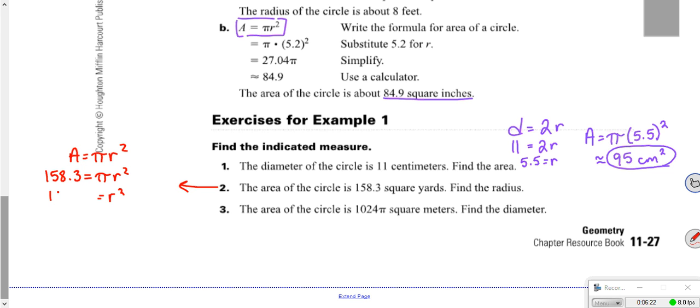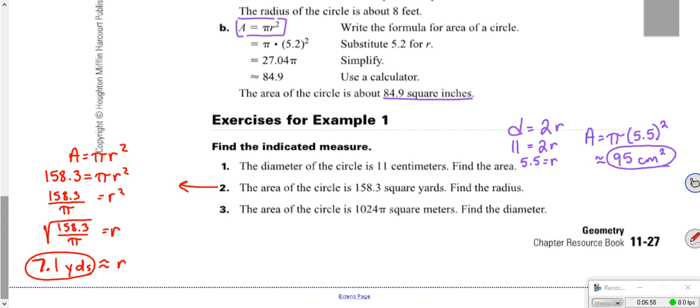So radius squared equals 158.3 divided by pi, right? So this means radius equals the square root of 158.3 divided by pi, which is approximately 7.1 yards. Now remember, if we're just finding the length of something like the radius, we don't have to square the label. It's only when we're finding area that we have to square the label.